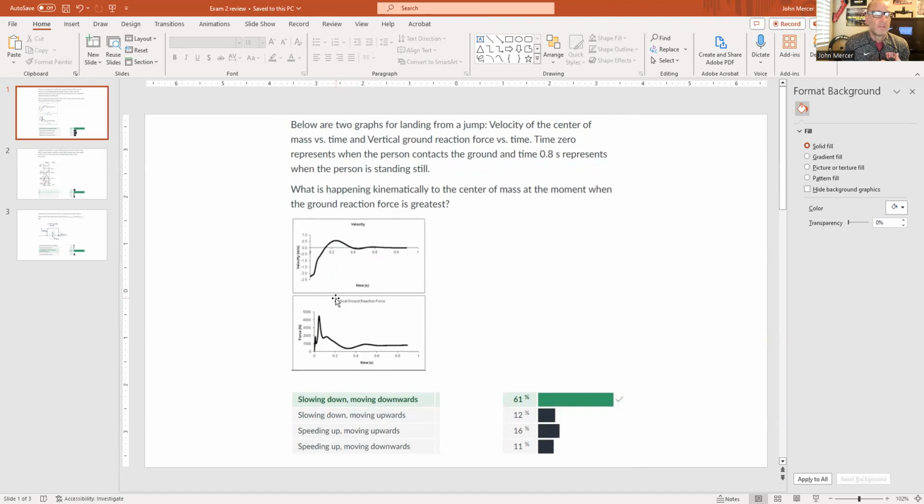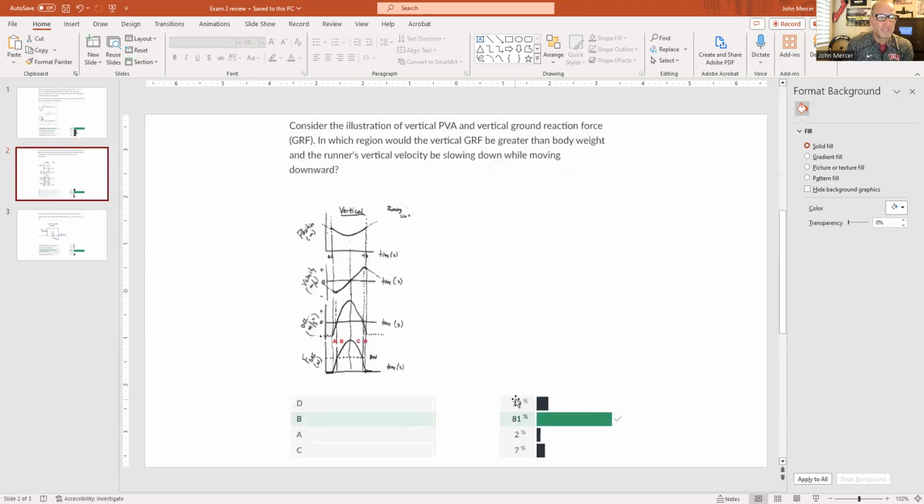possibly, or what is happening with the ground reaction force, and looking at this velocity plot where the center of mass is slowing down, moving upwards, something like that. Okay, so just make sure that you have a good understanding not only of this question, but how we can expand this question out. All right, next one was this one, which most of you did really well on this one. 81% of you got this one right.